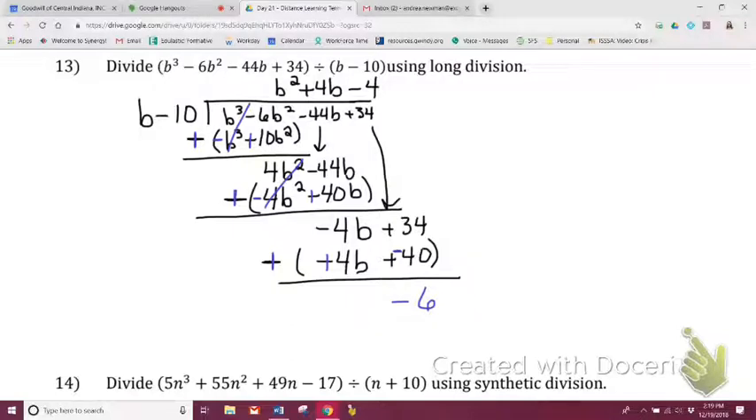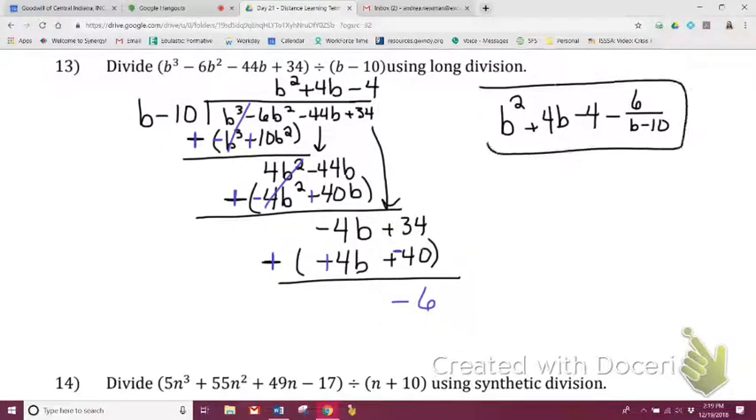So if I write my answer, it's b squared plus 4b minus 4, minus 6 divided by b minus 10. And that would be my final answer. Melissa said you can just write it up on the top with the rest of your answer if you want. I just wrote it out to the side so it looked nicer.